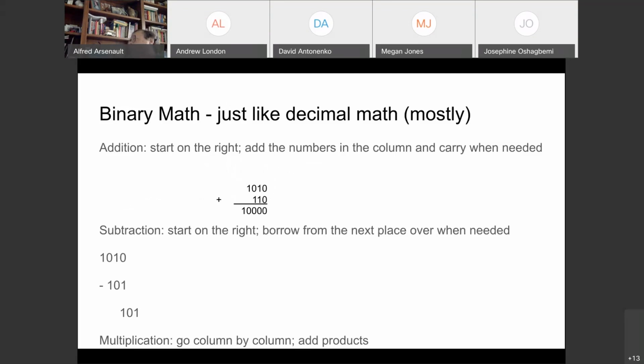Now, just like with decimal, just like with base 10, we can add, subtract, multiply, and divide binary numbers. With addition, you start on the right and add the numbers in the column and then carry when needed. This is where it would be really good to have a whiteboard and some markers, but unfortunately, I don't think we have that. So we'll just walk through this.